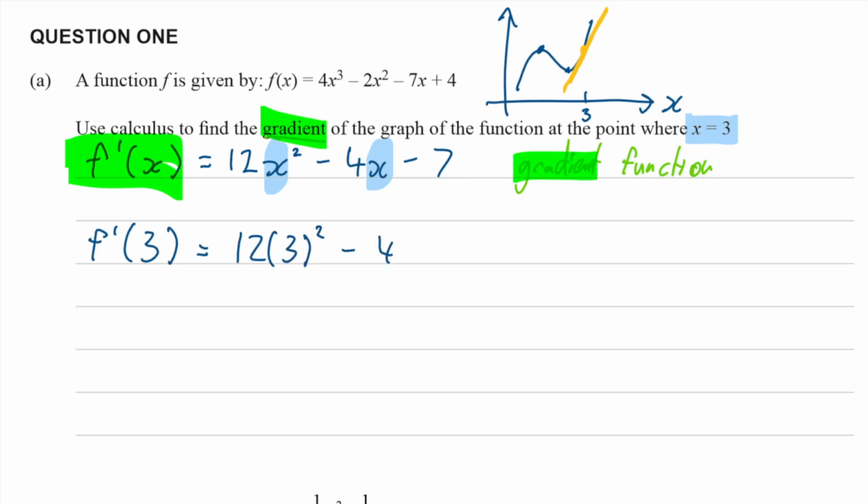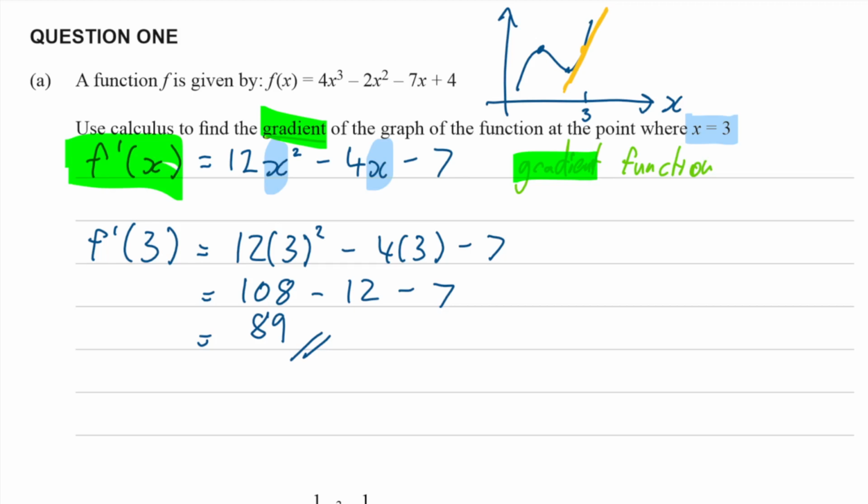So 12 times 3 squared minus 4 times 3 minus 7. 3 squared is 9. 9 times 12 is 108. Minus 4 times 3, that's 12. Minus 7. What's that? 108 minus 12 is 96. 96 minus 7 is 89. And that would be our final answer.